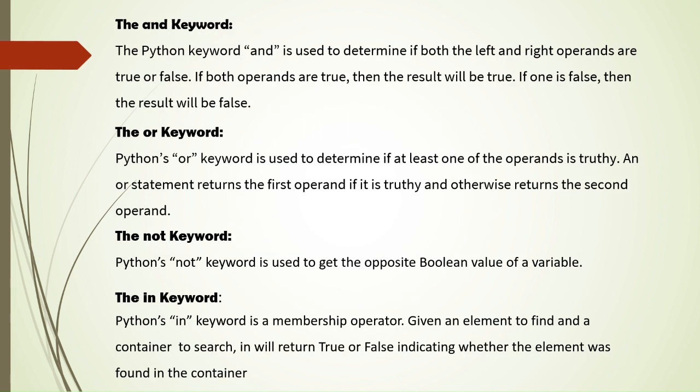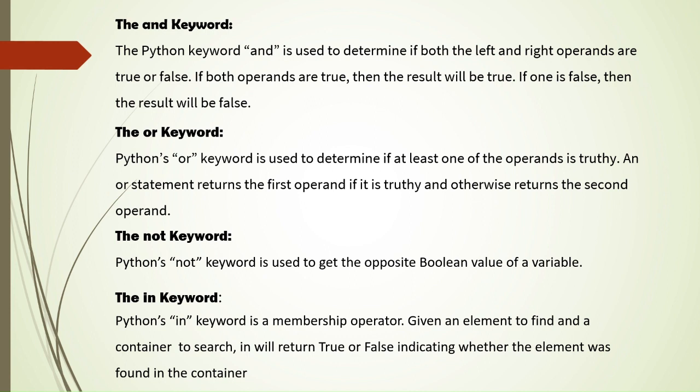The AND keyword. Python keyword AND is used to determine if both the left and right operands are true or false. If both the operands are true, then the result will be true. If one is false, then the result will be false.